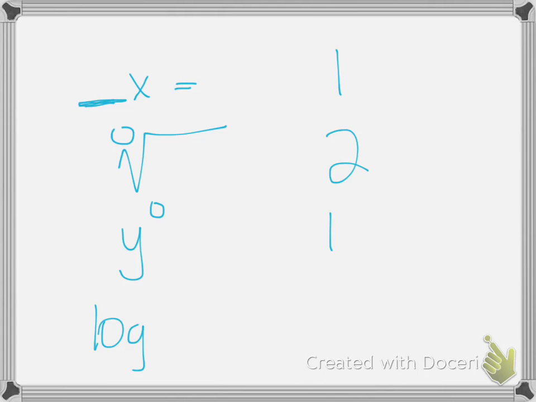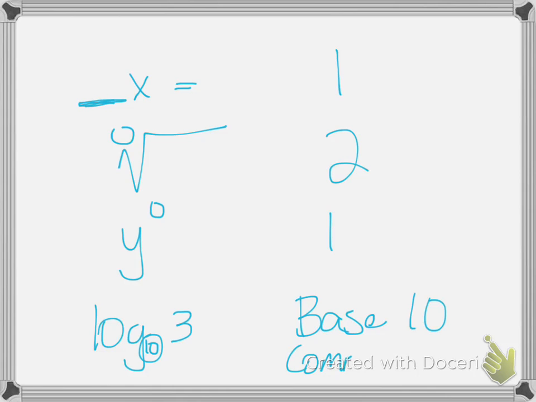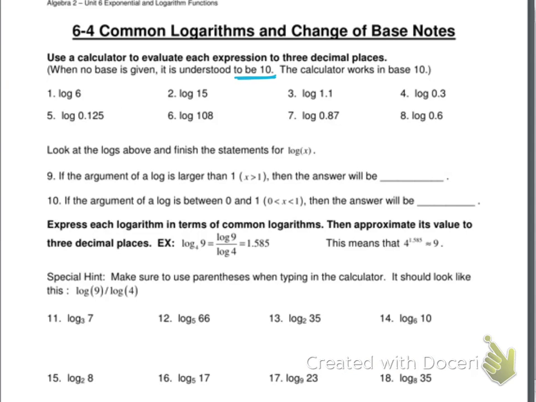If I just say log of 3, then we assume the base is 10, but we don't have to write it, and we call it common log. Now back in the day, calculators only did common logs, okay? So that's why when you push the log button, it is automatically a base 10. So the calculator works in base 10.